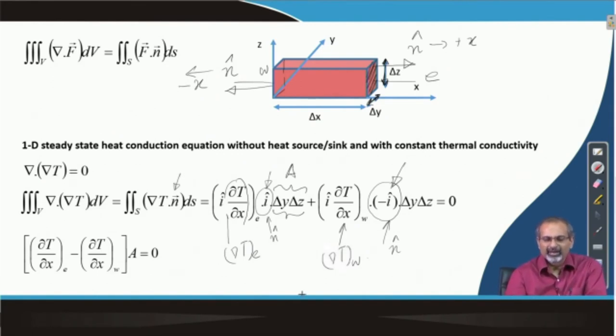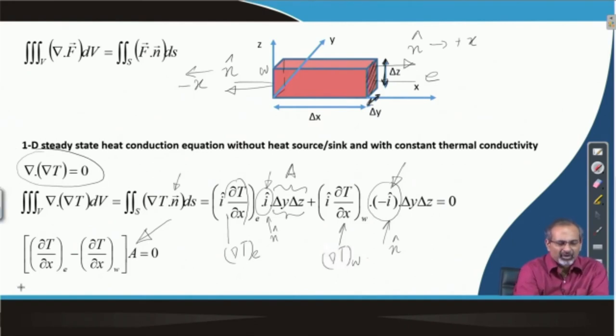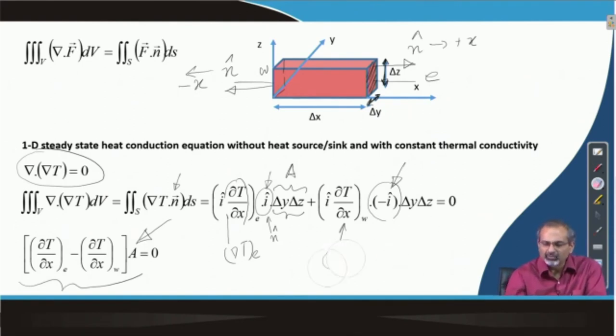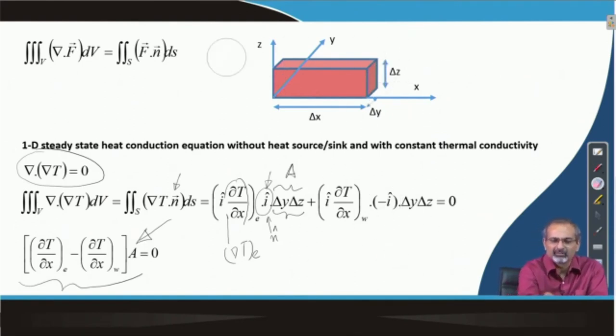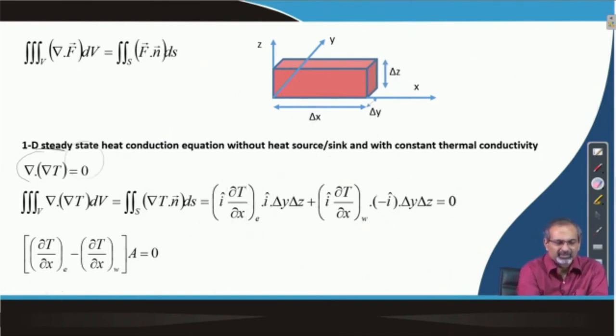So, now what do you have? You have basically an expression looking like this, and that is the finite volume representation of this governing equation for an elemental control volume. Now, we need to think how we can attempt to numerically solve this discretized form of the governing equation.